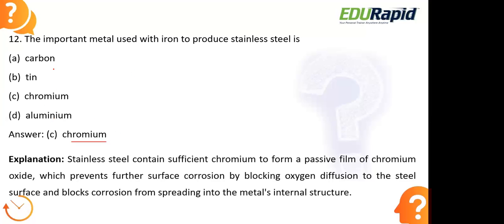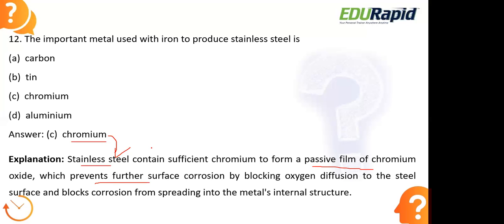Okay, out of all of these options, chromium is the one which is mixed with iron in stainless steel. Chromium provides a sufficient passive film on the stainless steel, because when we add chromium to the stainless steel, it will not usually allow corrosion to happen. It will prevent the contact of oxygen and the stainless steel metal. There will be no contact between oxygen and stainless steel, so that we can prevent corrosion completely when we add this chromium.